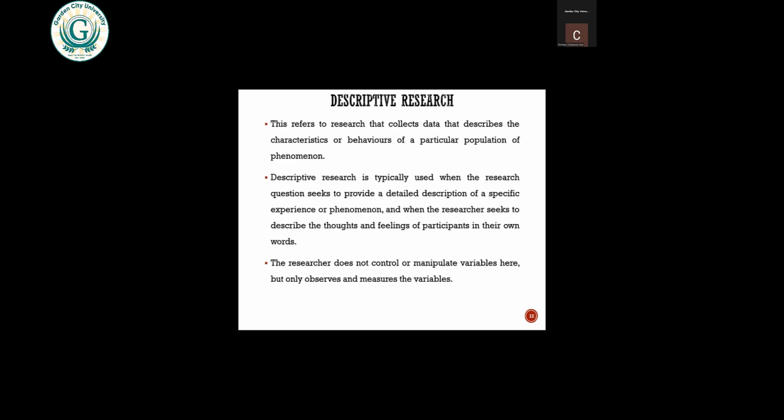You would only be observing and measuring the variable, but you cannot control the variable. So in this type of research, you want to describe a specific experience or phenomenon. A lot of you will be doing this type of research, where you'll be describing experiences or phenomena, or doing direct measurement or observation of certain practices.